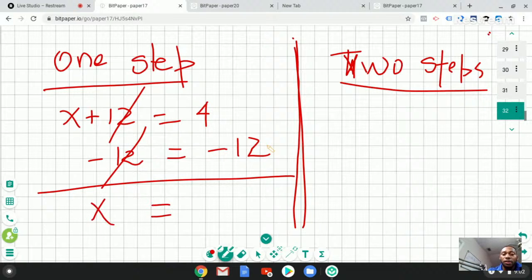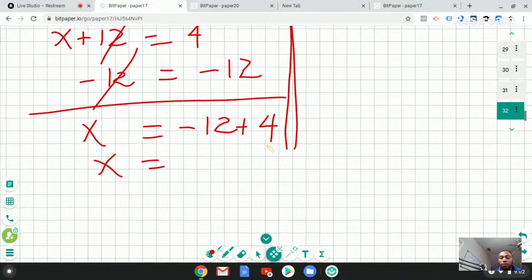X is equal to negative 12 plus 4. And that would mean that x is equal to negative 12 plus 4. Negative 12 plus 4, that means x is equal to what? What's the answer, guys? Negative 12 plus 4 is negative 8. Okay, so that's a one-step equation.